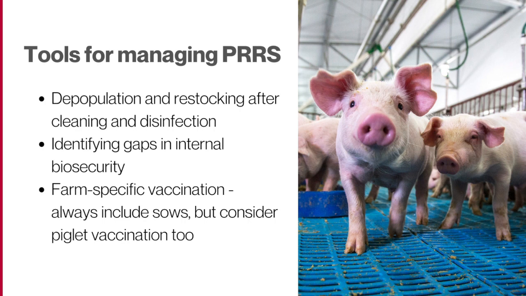The veterinarians should all know it, that in the context of internal biosecurity, etc., there's a lot of space for improvement. But then finally, we always end up with the vaccination and farm-specific vaccination concept. In case of PRRS, it always includes the sows that should be vaccinated, and it can also make sense to include the piglets in the vaccination protocol that should be tailor-made for that farm.